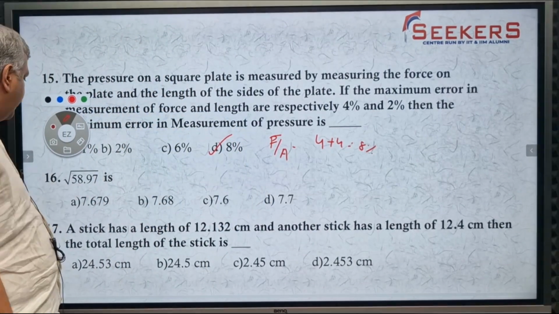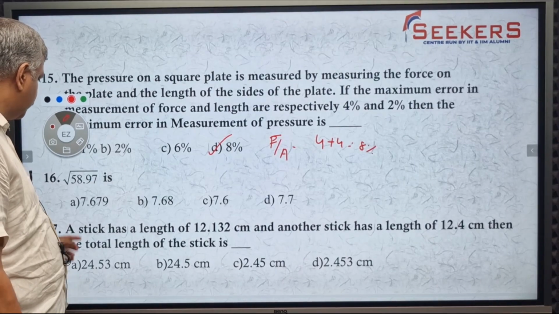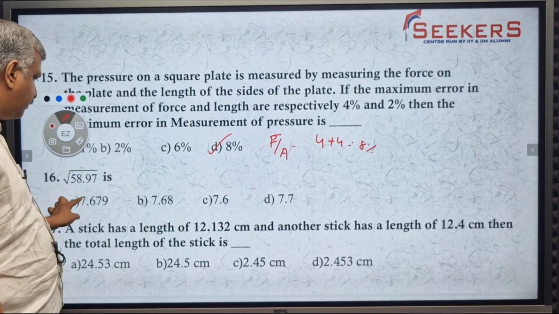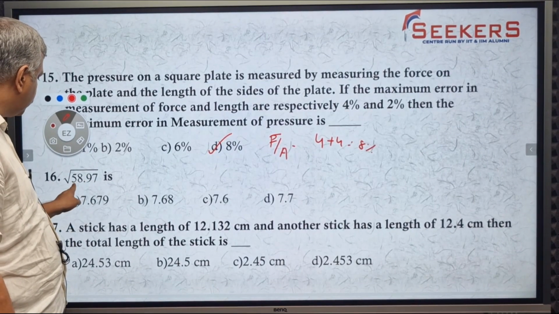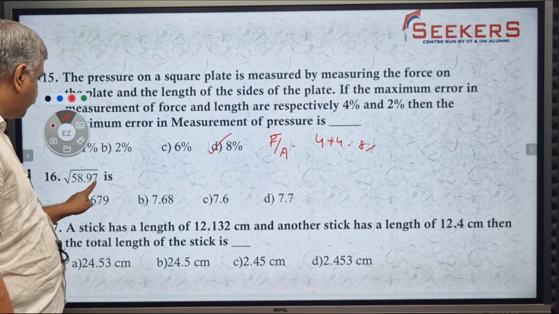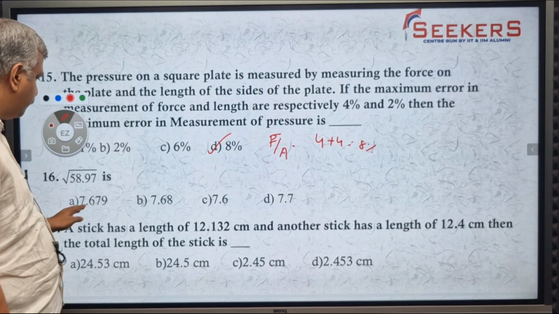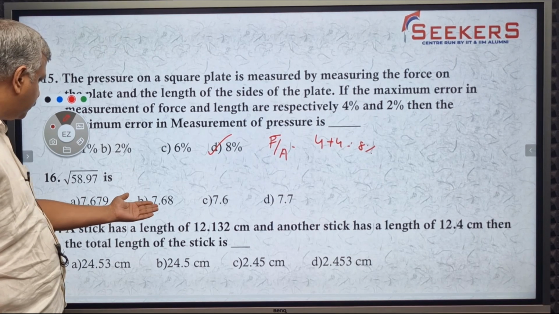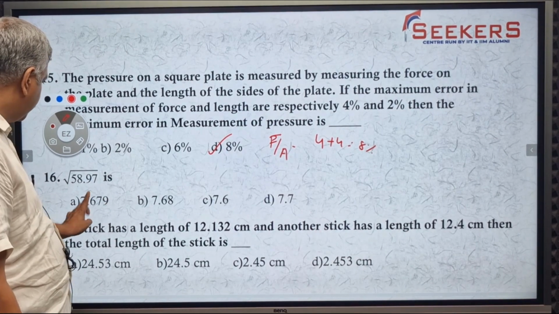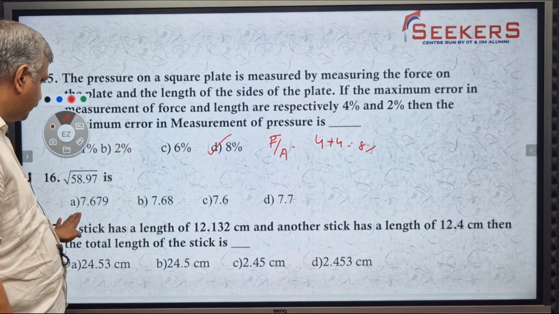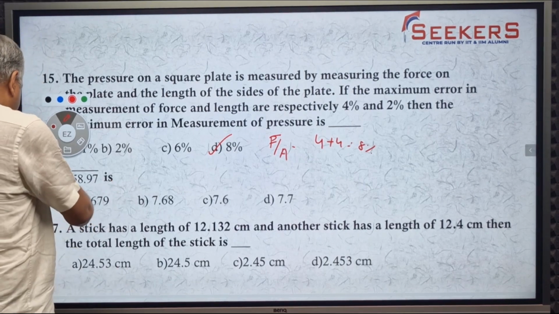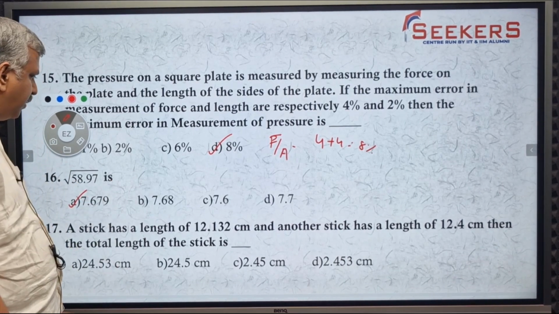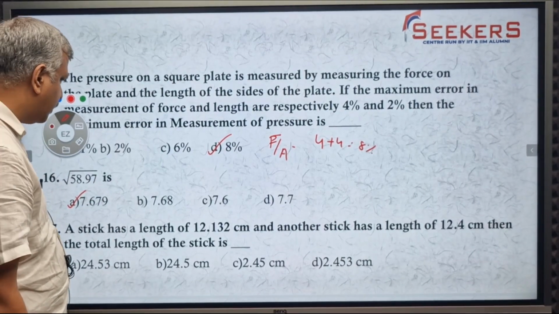Root of 58.97 is how much? 8 into 8 is 64, so the answer has to be less than 64. Also this has 4 significant figures, so the answer can only be given to 4 significant figures. So if I work on this, I can say this is the answer, but I have to be very careful. Anyway, I'll just say this is the answer. This is a tough question to answer, it's not an easy one.